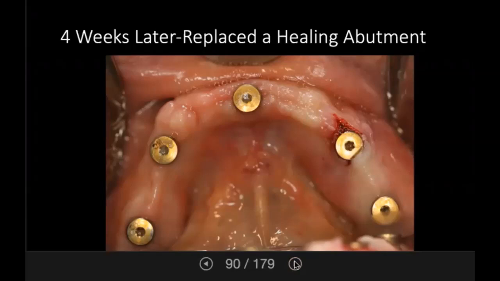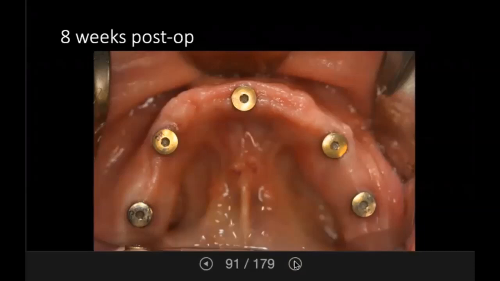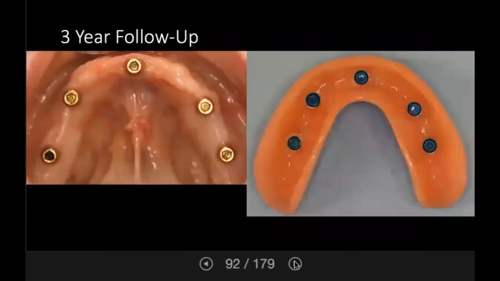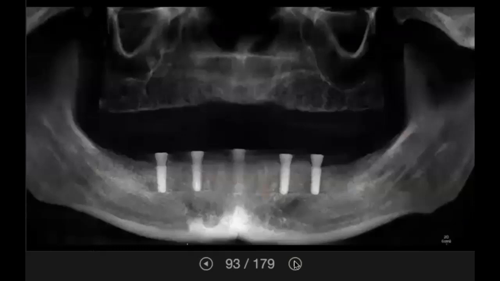After 8 weeks of healing, note the ideal soft tissue contours and implant integration. Here's a 3-year follow-up of Paul with his locator abutments. His 3-year postoperative film shows ideal implant position with no crestal bone loss and no implant pathology.